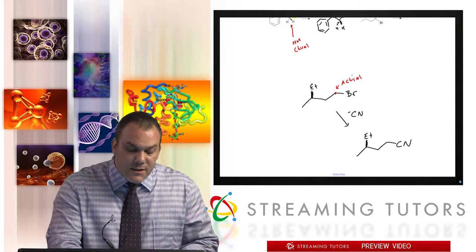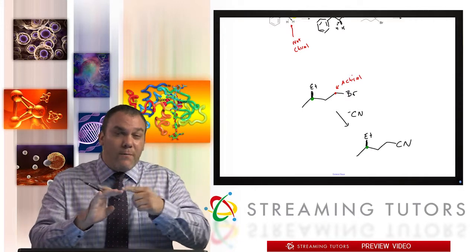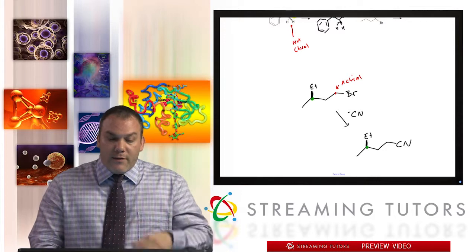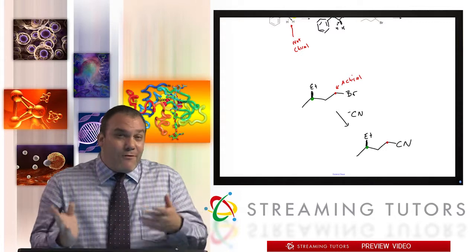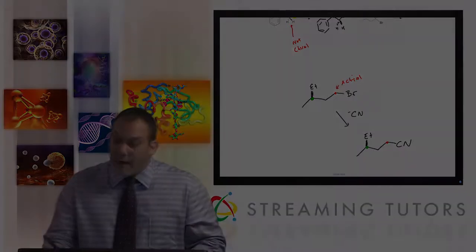In this case, this is the stereo carbon right here in green, and I just left it the same because I didn't touch that carbon. If you don't touch it, it stays the same. And the carbon that does react all the way in on the right, the red carbon, that's not chiral, so it doesn't matter. We could draw it in the exact same location as the BR, and it's fine, okay?